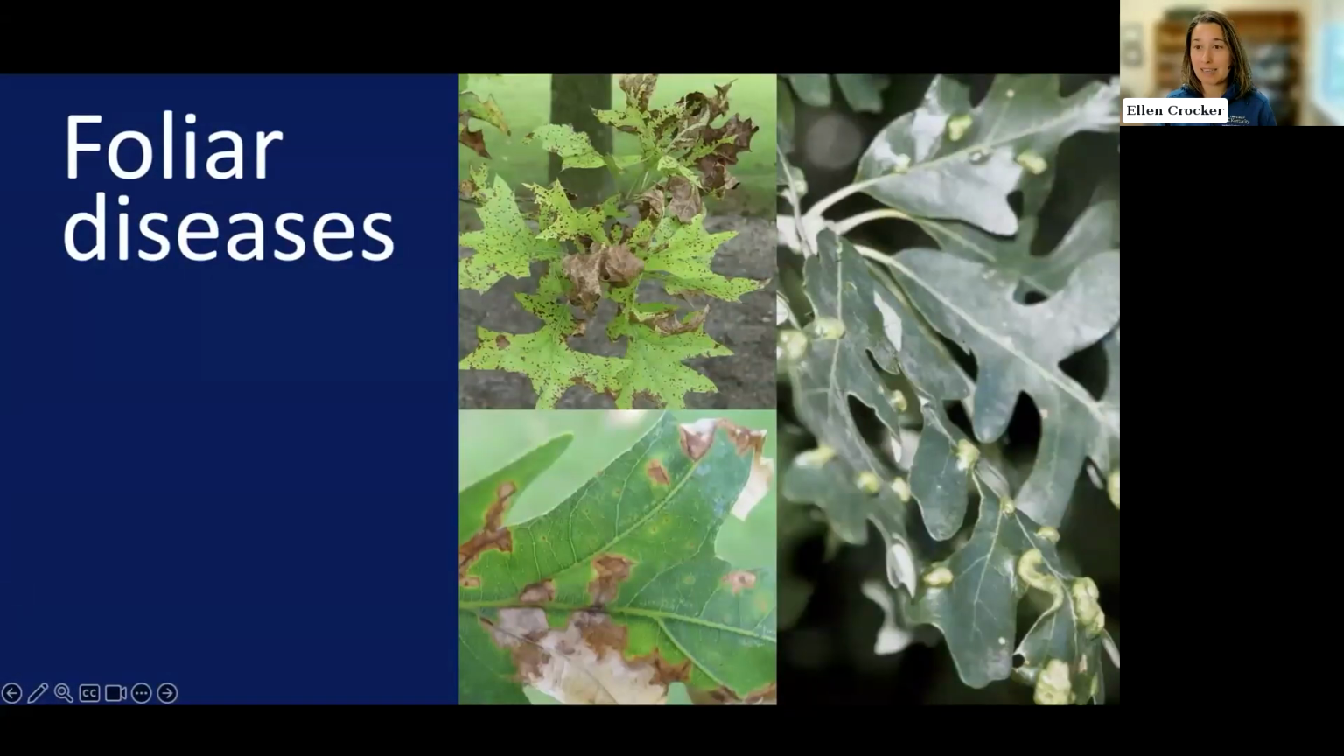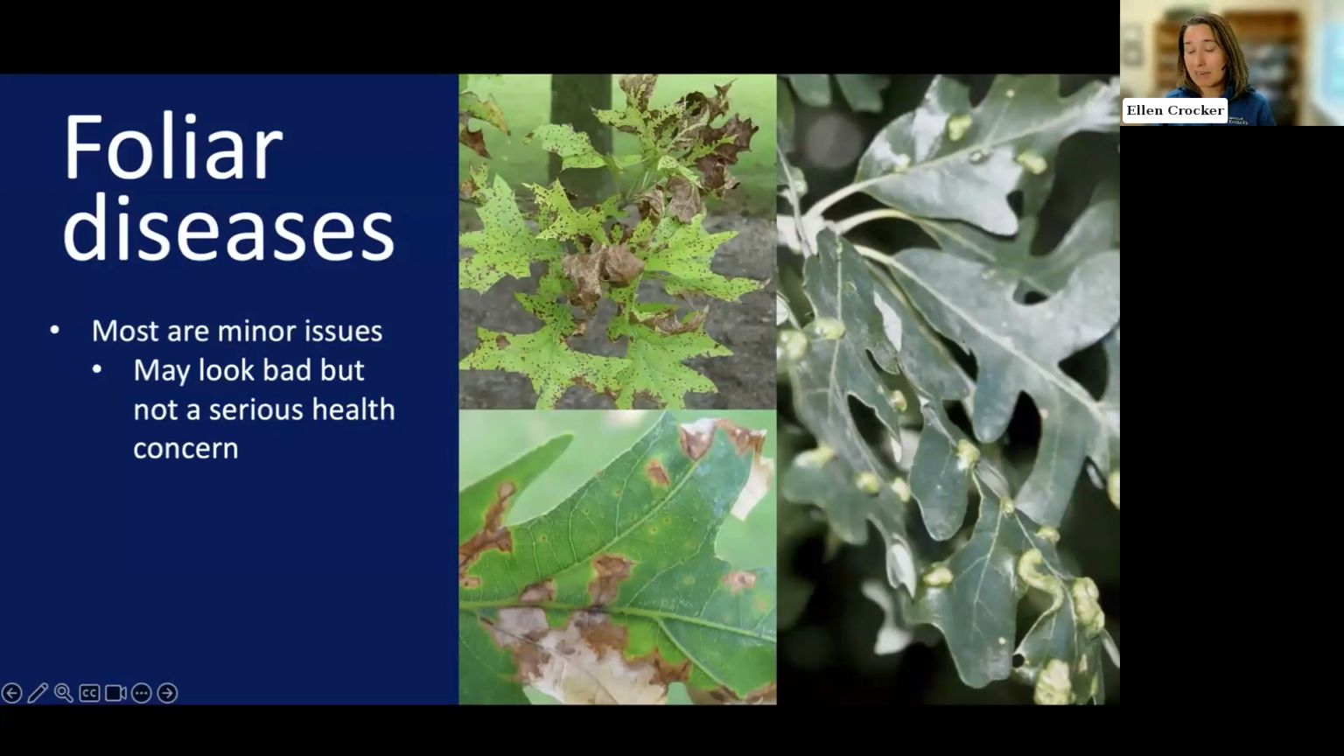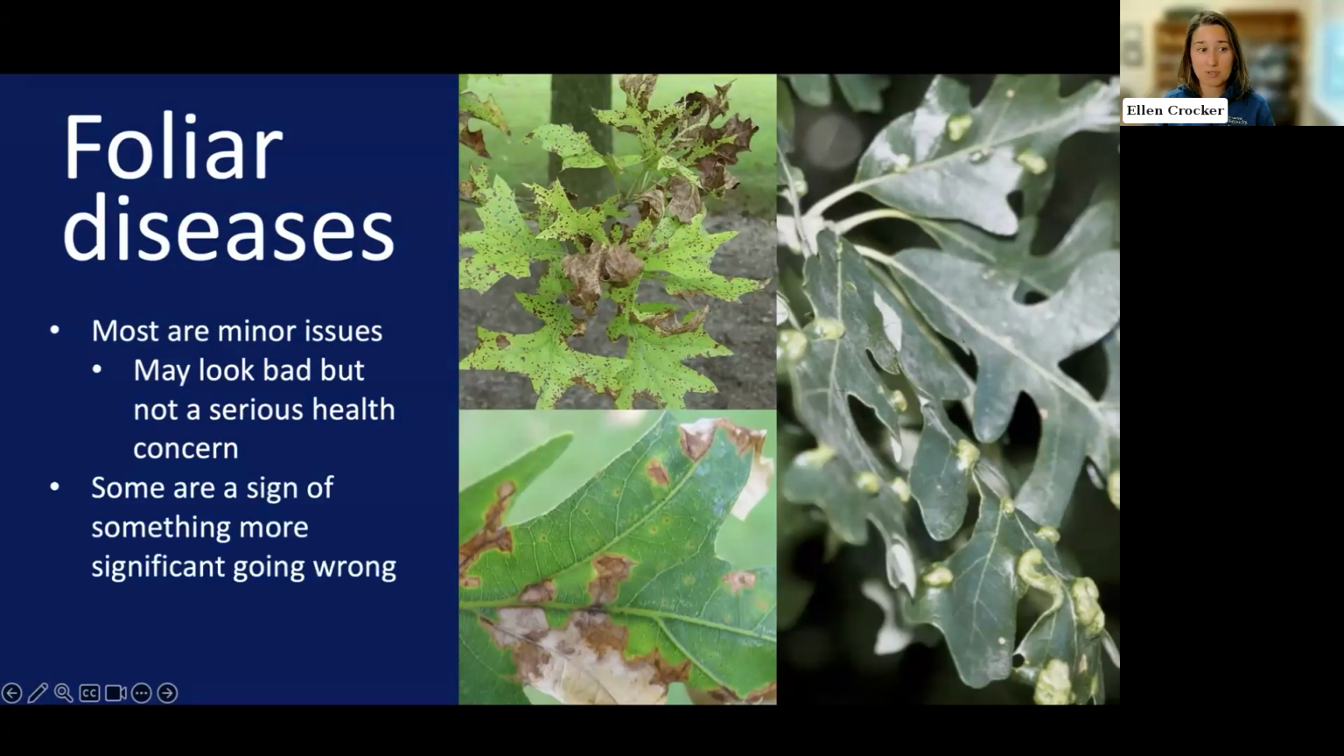So sometimes you'll see diseases that are just impacting the leaves. Most of these are really minor issues. They might look bad, but they're really not a serious health concern for the tree. Now, some are a sign of something more significant going wrong, and they certainly can add up little stresses over time. But the good news is most of the things that impact just the leaves of the tree are going to be pretty minor in terms of the tree's health. It might look bad and you might see it and be very concerned about it, but many of these are relatively minor issues.